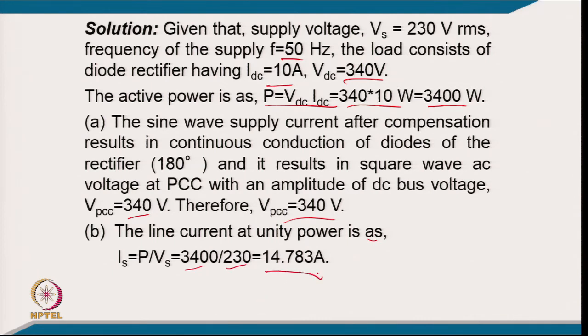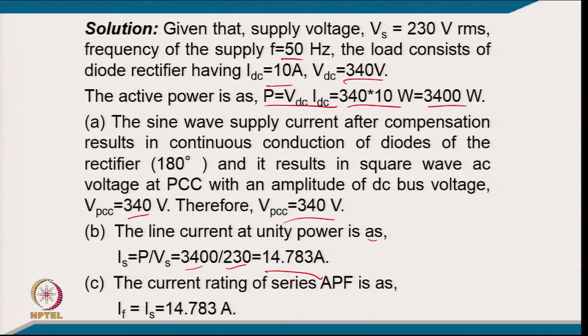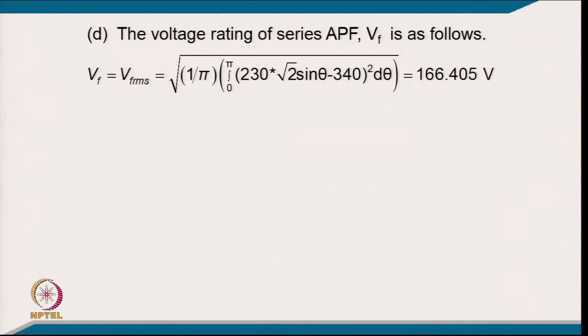So, we get typically 14.783 ampere, and the current rating of the series active filter will be the same because they are connected in series. So, IF equals IS, 14.783 ampere. Now the voltage rating of the series active filter, we can find out VF equals VF RMS. Because of half wave symmetry, we can take only a half wave, 2 upon 2 pi, 0 to pi, of the 230 volt RMS peak, that is the sine wave, minus 340, that is the square wave, and we take the RMS of it.